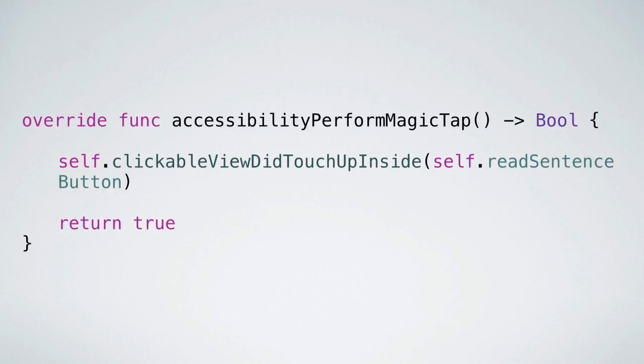And here I have my perform magic tap function that you can use in your app, in case the user wants to perform a magic tap. That lets the user be able to listen to the whole sentence at any time.